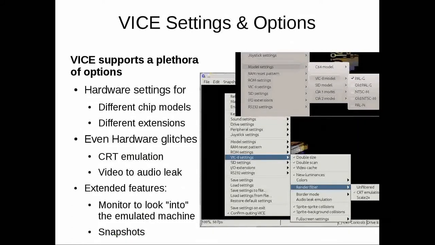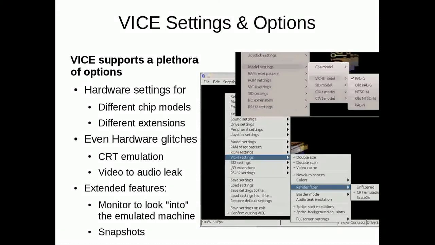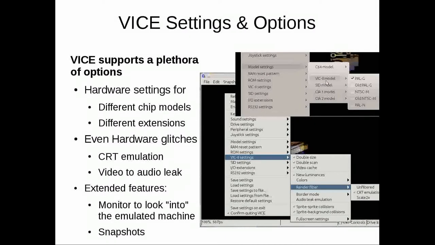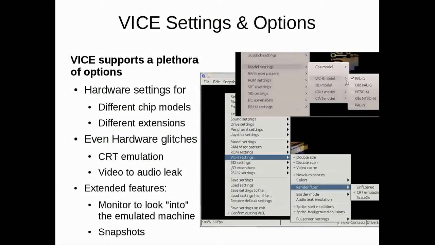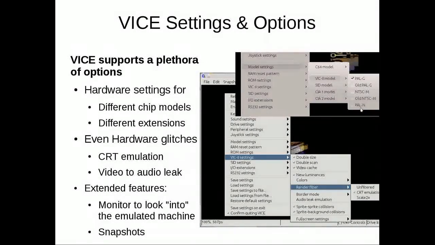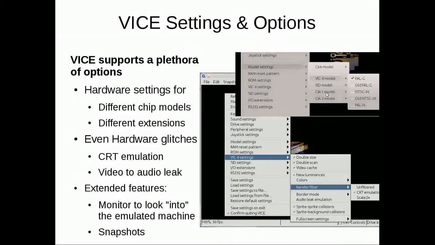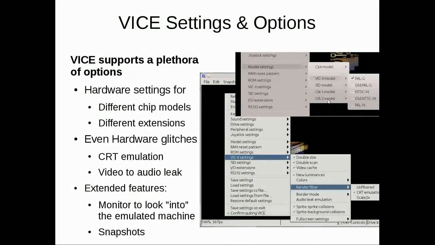Vice has a lot of settings and options, and you can not only select which machine you actually want to emulate, but also which different type of model you want to emulate. For example, you have here model settings for the C64. You can select which video chip model you want to have, because each of those have different timings, for example, different features. And the same for the SID and the CIAs.